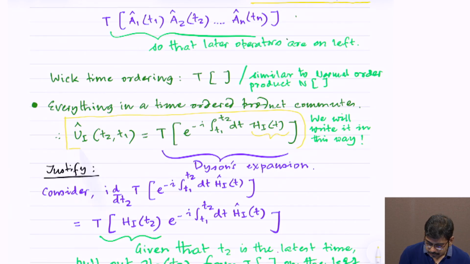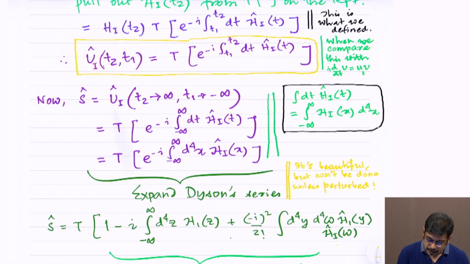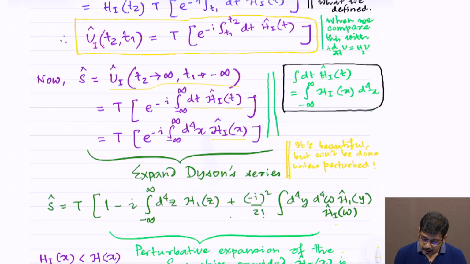So, this is the key expression that we actually have. This is the expression of the S matrix, so to say. Or rather you can say that the S matrix is nothing but this U_I when t2 goes to infinity and t1 goes to minus infinity. That basically means this is the time ordered e to the power minus i integral from minus infinity to plus infinity dt of H_I(t), or you can say this is H_I(x) integral d4x, e to the power minus i, from minus infinity to plus infinity. So, this is the expression of the S matrix that you actually have.